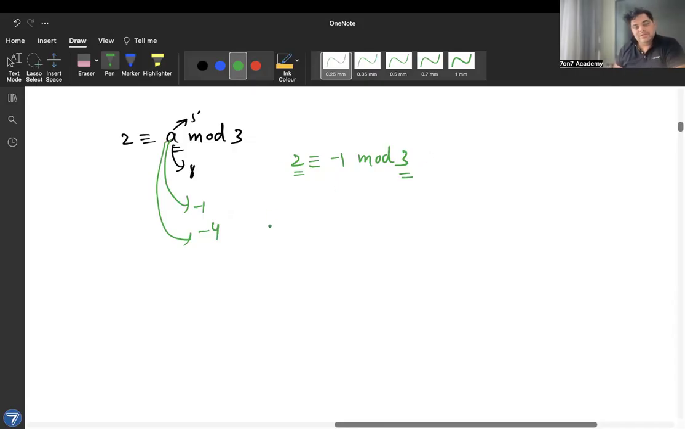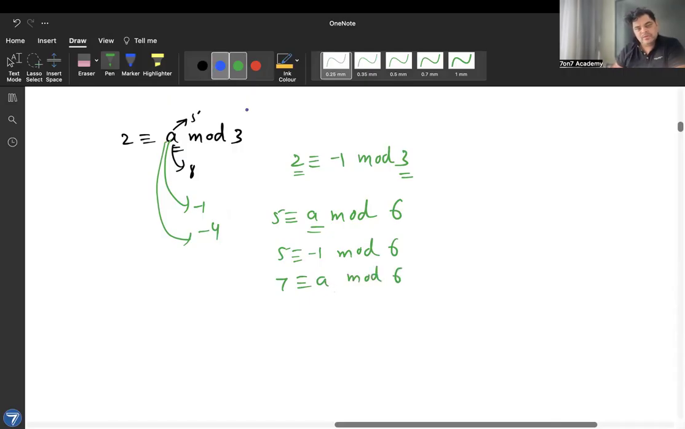Agree? So if I have 5 congruent to A mod 6, what can I write here? I can write 5 congruent to minus 1 mod 6. If I have 7 congruent to A mod 6, what could I write here? I can write plus 1. Agree? So always try to get a smaller number so that the application is easier.